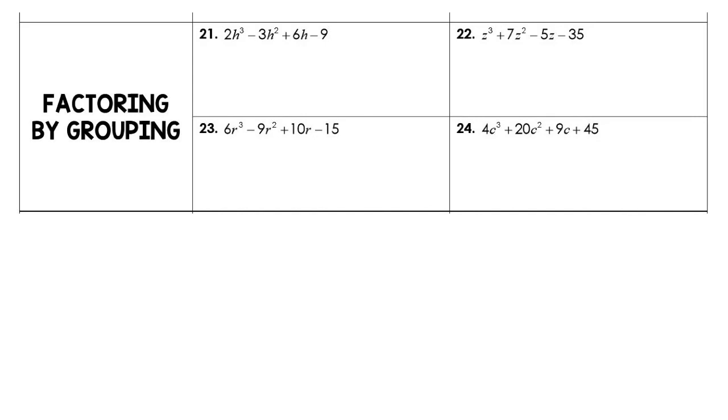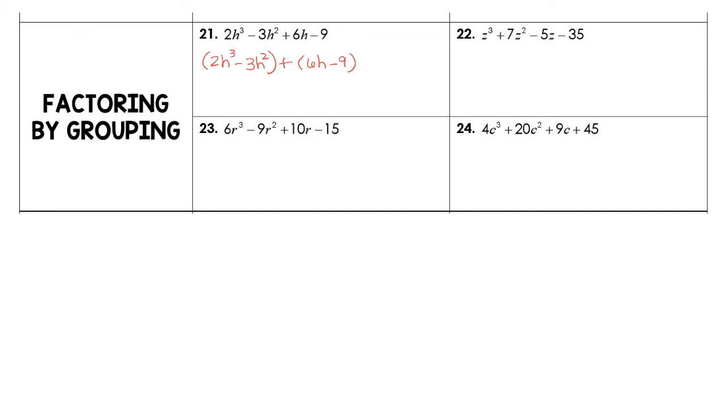So let's try it. We're going to group the first 2. So I'm going to put in parentheses 2h cubed minus 3h squared. So I'm grouping those first 2. Always a plus sign. And then group the last 2. 6h minus 9.